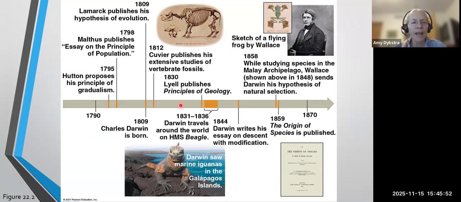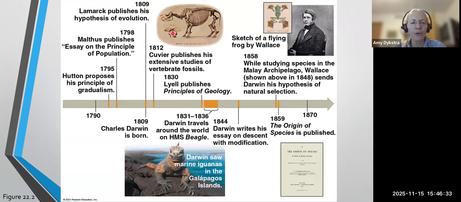These scientists were publishing their works around the time that Darwin was born. Lamarck published his hypothesis of evolution in 1809. Hutton was a geologist, and he published his Principles of Gradualism in 1795. Lyell published a work on geology shortly before Darwin traveled on the Beagle, and you can see that 5 year period right here. One of the books that Darwin took along with him was the Principles of Geology, and he spent time reading it and studying it while he was on his voyage.